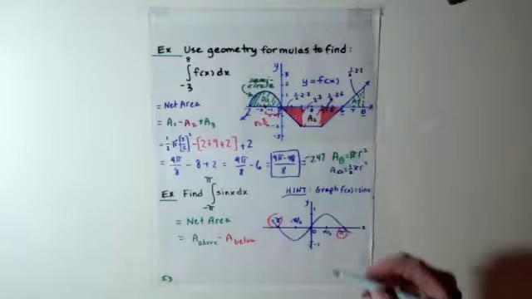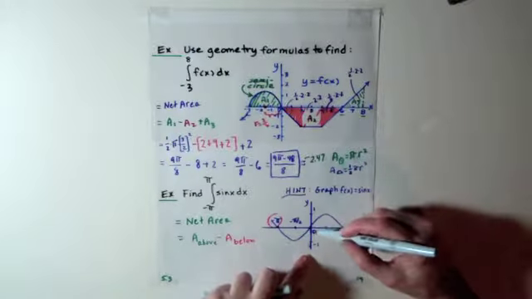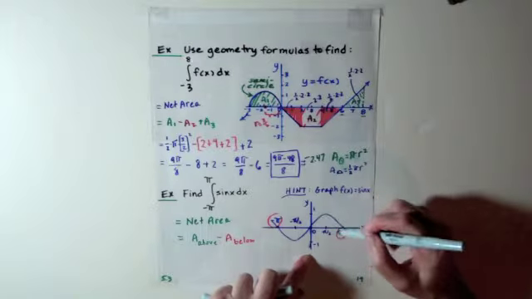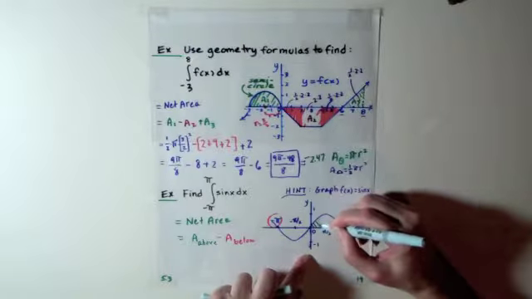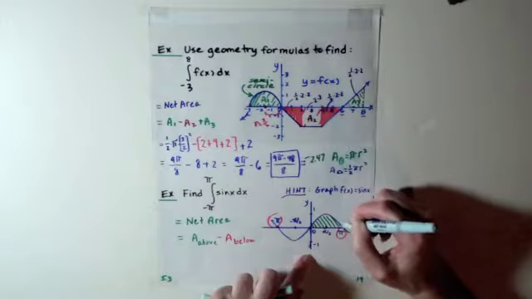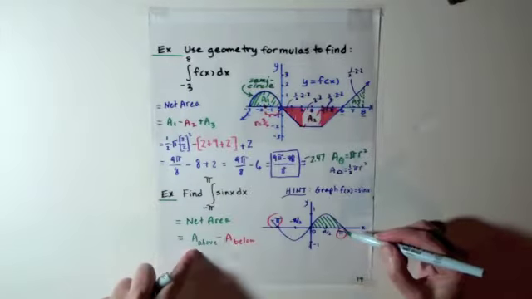Well, let's consider the area that's above the x-axis. I can see from 0 to pi that sine x is above or on the x-axis. So this area that's above is going to be this green area.